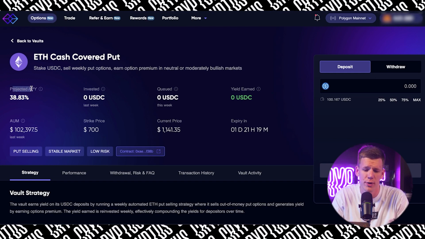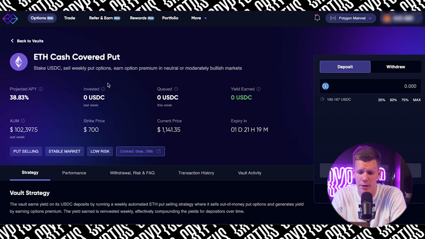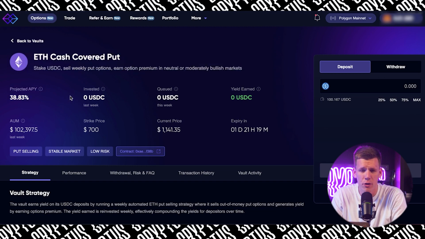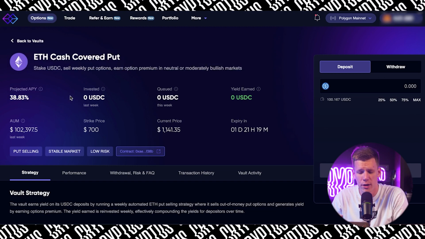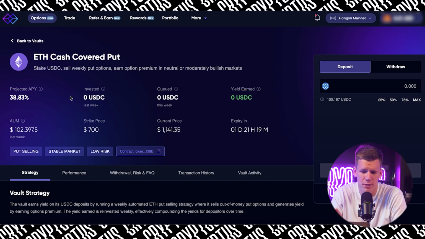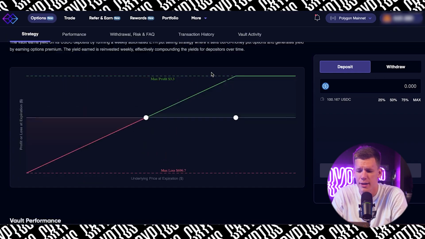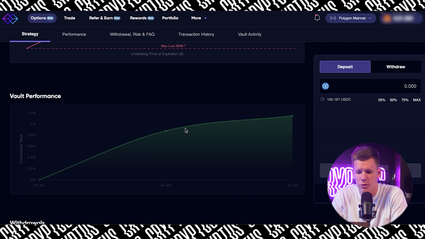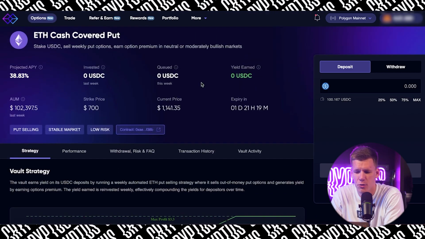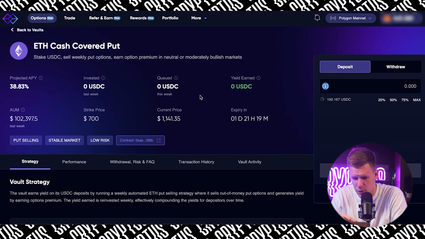So the cash is always reinvested weekly, but every week we can take our investment back out if we want to. So this APY is calculated on how much we will get in returns in 1 year based on the performance of the last 4 weeks, because the vaults are running for only about 4 weeks. So not that much time. You can see the past performance here. But of course, the past never dictates the future, so we need to use our own head and think if we're doing the correct thing with the correct option vault or not.